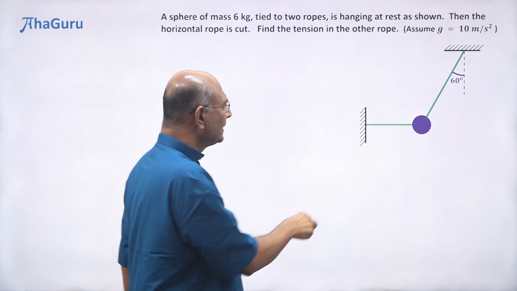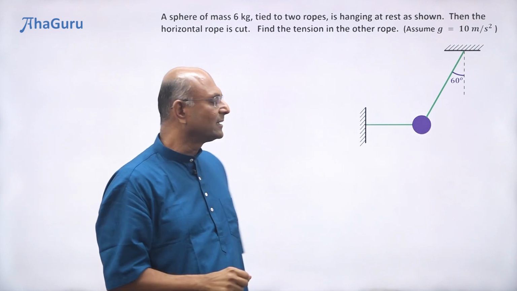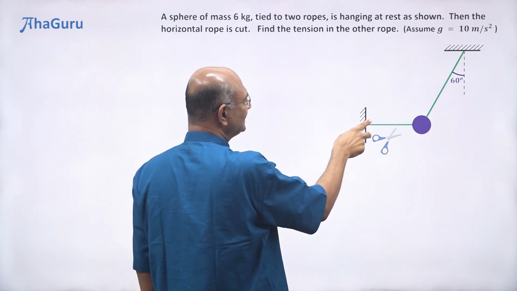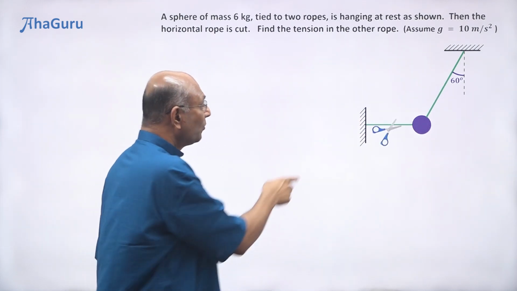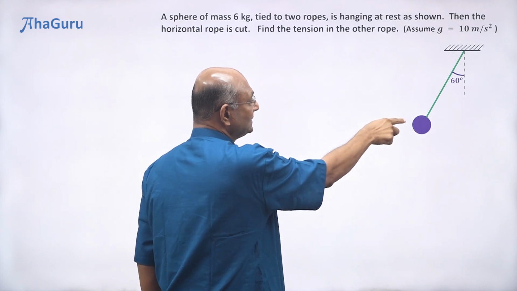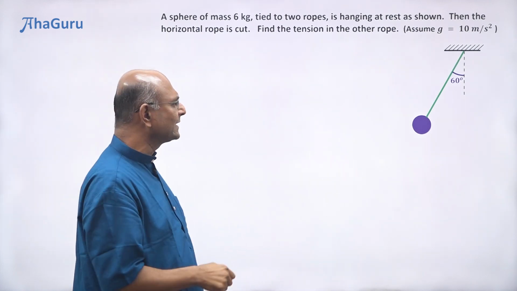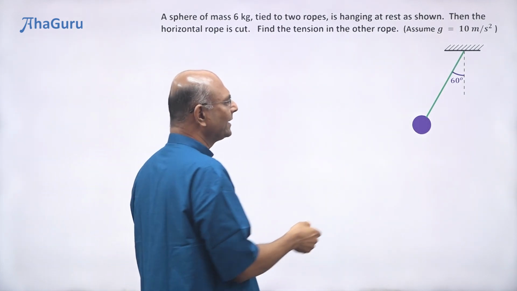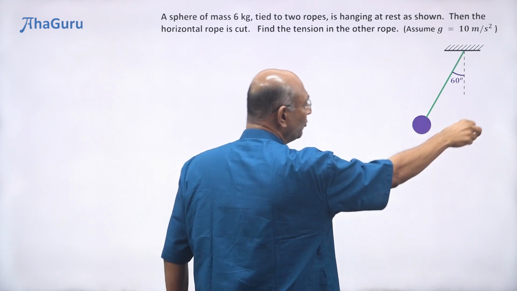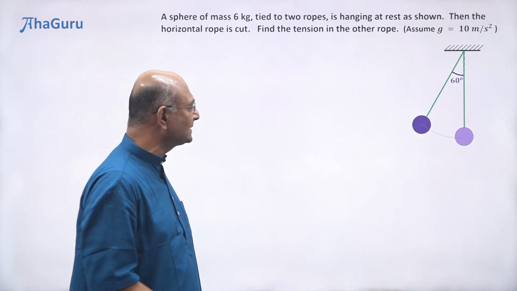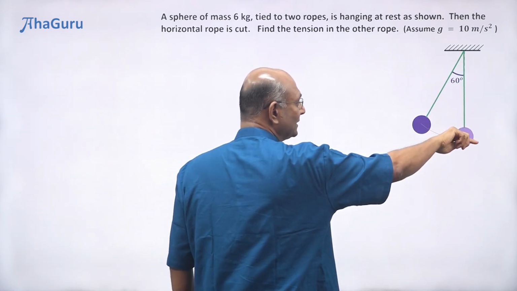In the beginning, the sphere is hanging at rest. Then we bring this scissors here and we cut this rope. Once I cut this rope, there is nothing holding that sphere like that. So will it still remain at rest? No, right? It is going to move in a circular path like this. So that means it's going to go down this way.